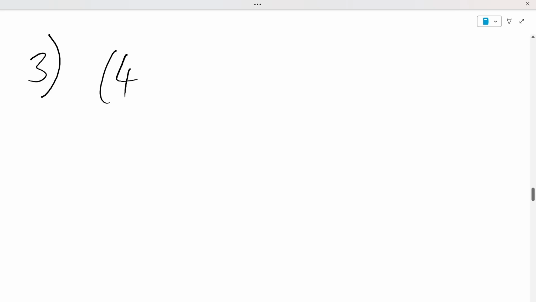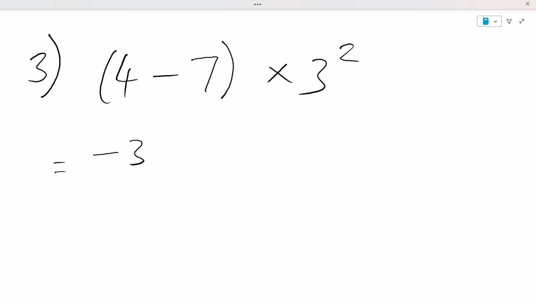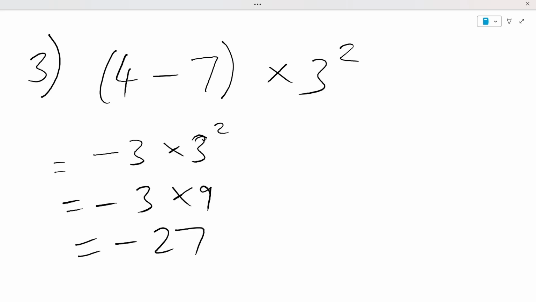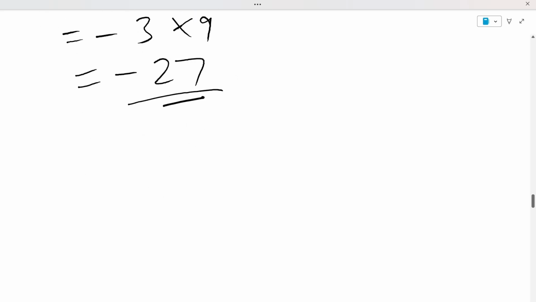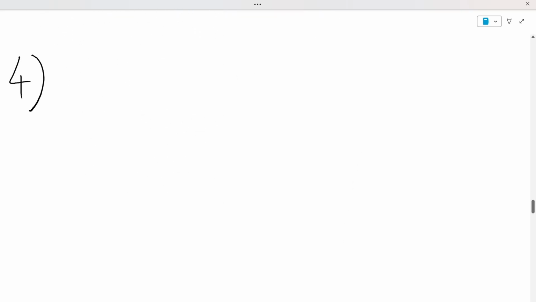We'll do a couple more. If I had 4 minus 7 times 3 squared, by BIDMAS, start with brackets, that's minus 3 times 3 squared. Next indices, we've got 3 squared, so that would be minus 3 times 9, and then this is just a normal sum, which is minus 27. And we'll do one final one.